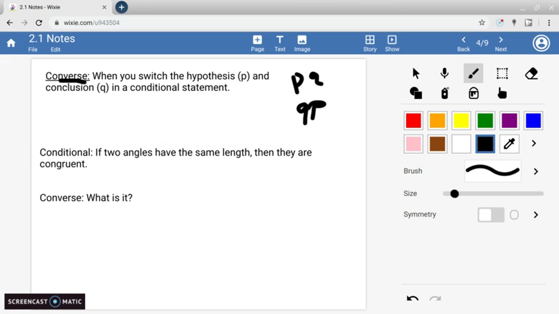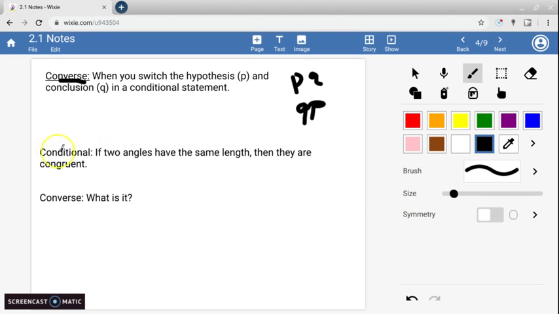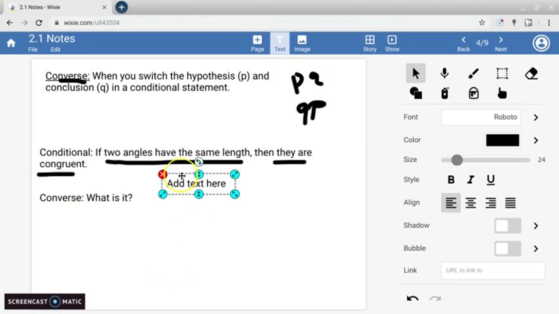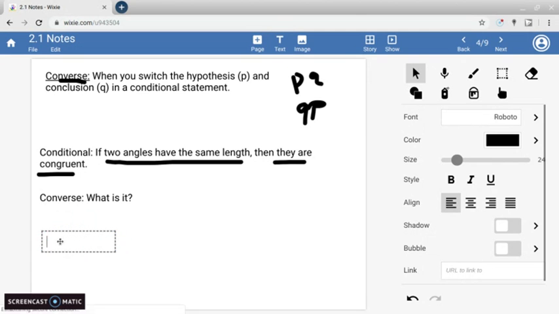Alright, conditional. If two angles have the same length, then they are congruent. What is the converse? Okay, well this is the Q, this is the P. We want to reverse those. Now, it does make sense if you say, if they are congruent, then two angles have the same length. You have to reword it a little bit for it to make sense, because if you start out with saying they, you have no clue what to say. So I'm going to just do a text box because I don't really want to write that all. So here's what it is.